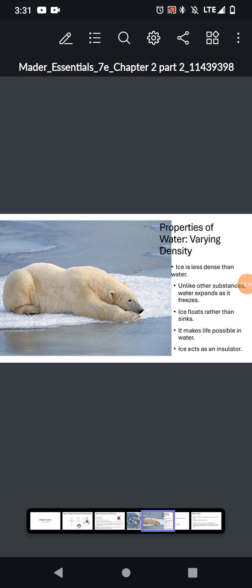Properties of water: varying density. Ice is less dense than water. Unlike other substances, water expands as it freezes. Ice floats rather than sinks. It makes life possible in water. Ice acts as an insulator. Properties of ice: look, the ice lattice, liquid and ice.